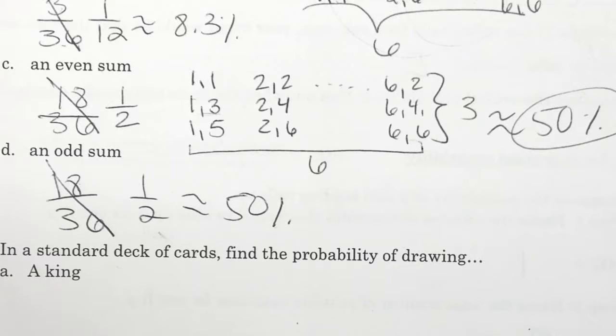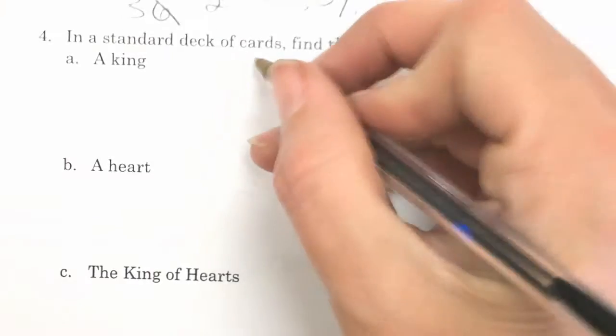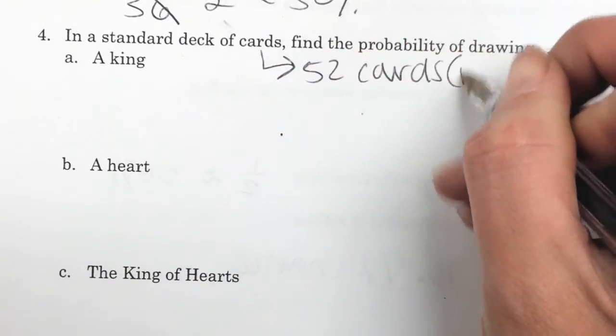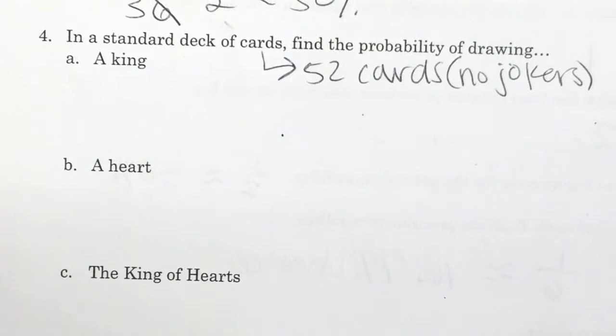Okay. Let's talk about number 4 then. So a deck of cards. This says standard deck, but let's go ahead and talk about what that is. It's 52 cards. Go ahead and put 52 cards in parentheses, no jokers. That's a standard deck: 52 cards with no jokers.